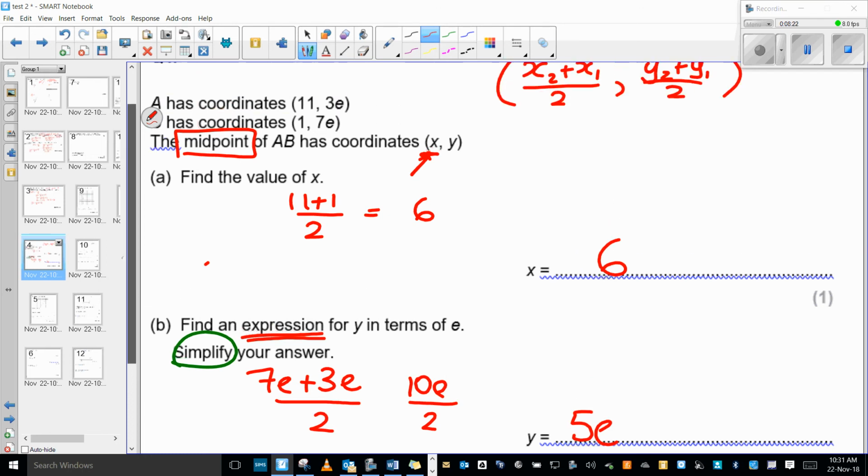Here it says find the value of x. Maybe we could find the value of it because we had numbers. Here it says find an expression because we couldn't find a number because it was in terms of e.